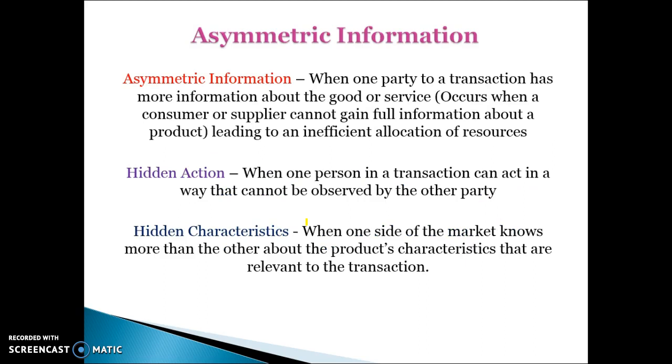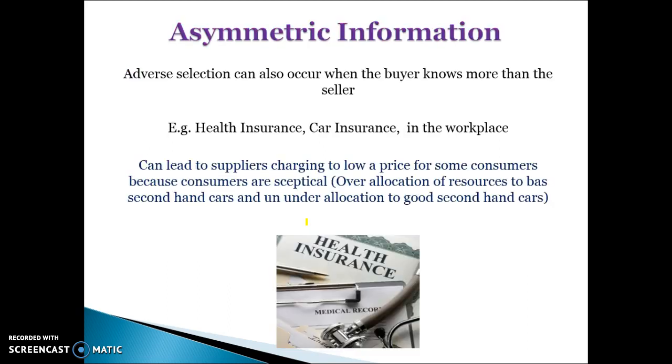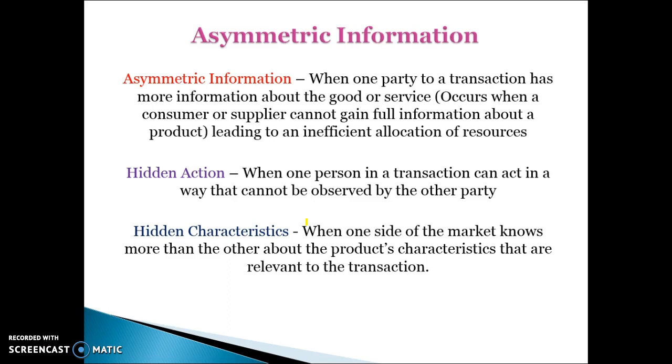Asymmetric information occurs when one party to a transaction has more information about the good or service than the other. So it occurs when the consumer or supplier, so it can be either producer or consumer, has less information and cannot gain full information about the products, and therefore it leads to an inefficient allocation of resources.